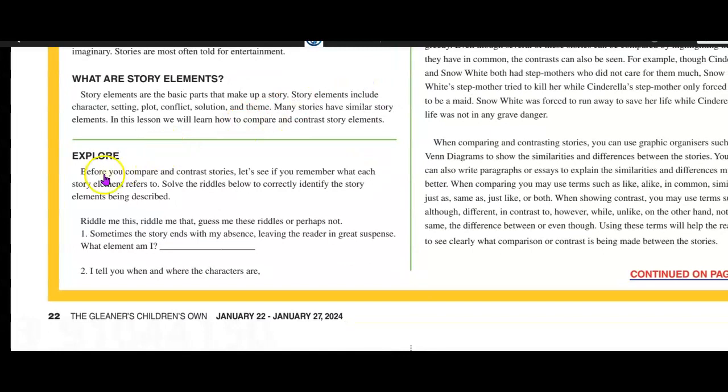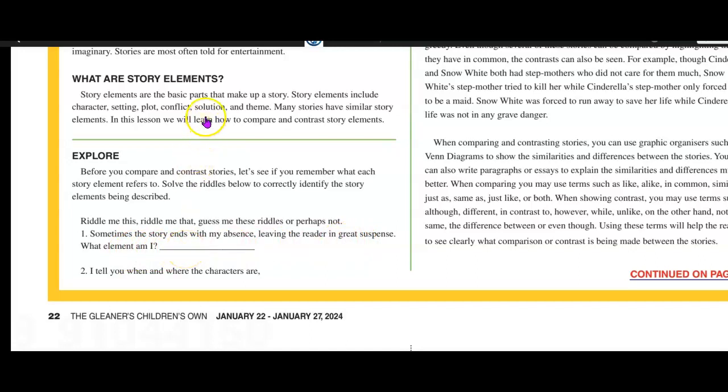Explore, let's dig now. Before you compare and contrast stories, let us see if you remember what each story element refers to. Solve the riddle below to correctly identify the story element being described. Riddle me this, riddle me that. Guess me this riddle or perhaps not. Number 1. Sometimes the story ends with my absence, leaving the reader in great suspense. What am I?